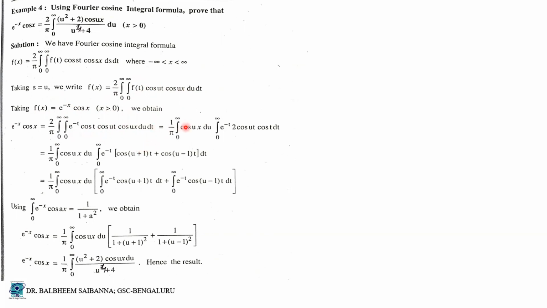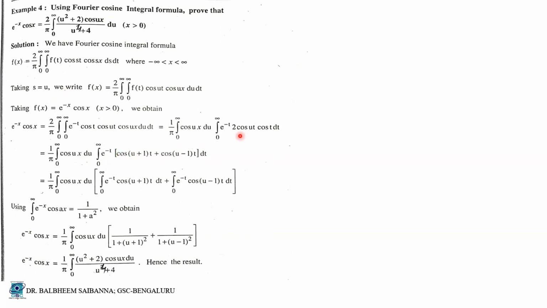Then 1 by pi integral 0 to infinity. Here we are splitting into two integrals separately like this. First, 1 by pi integral 0 to infinity cos ux du. The remaining one is integral 0 to infinity e to the power of minus t, and cos ut, cos t dt together. The first integral is as it is, there is no change. Then the second integral 0 to infinity e to the power of minus t.